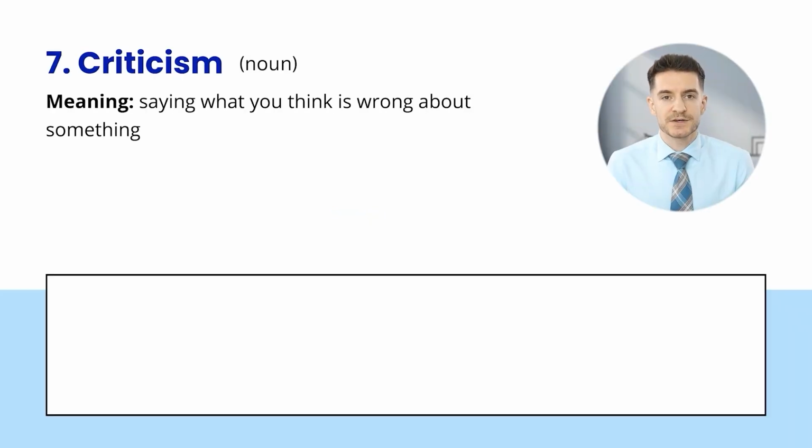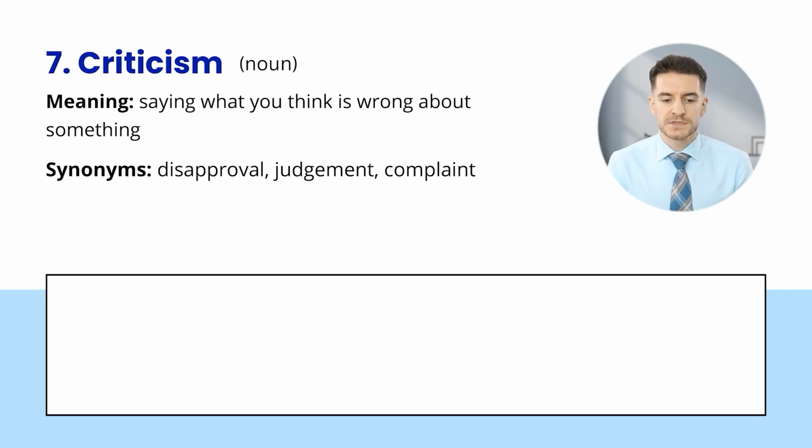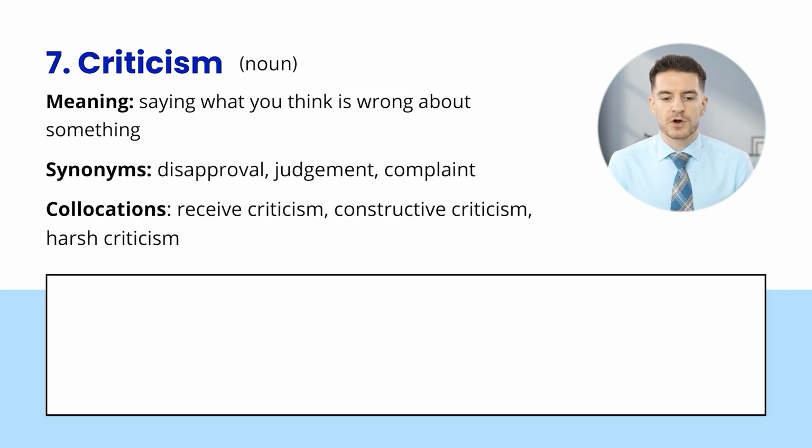We are up to word number 7 now, which is criticism. Criticism means saying what you think is wrong about something. And that's the thing. Normally with criticism, you'll say what you think is wrong about something. Here are some synonyms: disapproval, judgment, or complaint. Here are some collocations: receive criticism. So if someone tells you what they don't like about you or something that you did, that means you are receiving criticism. The next one is constructive criticism.